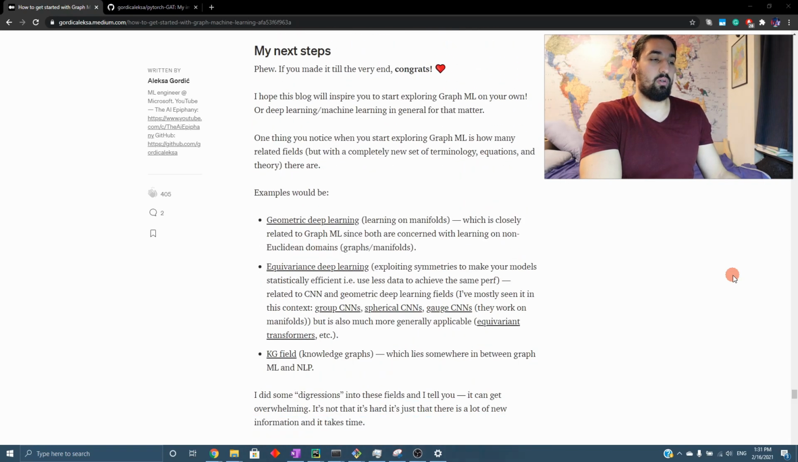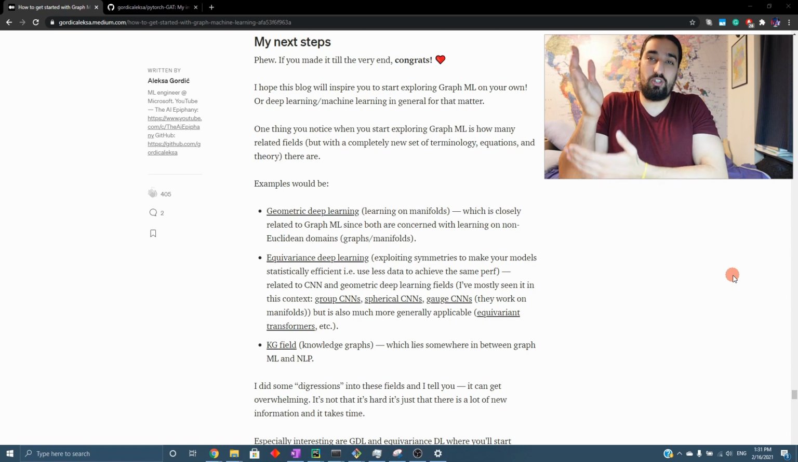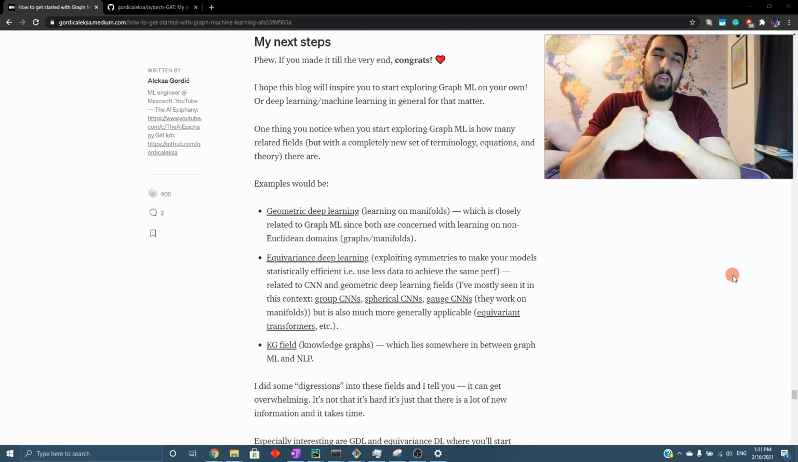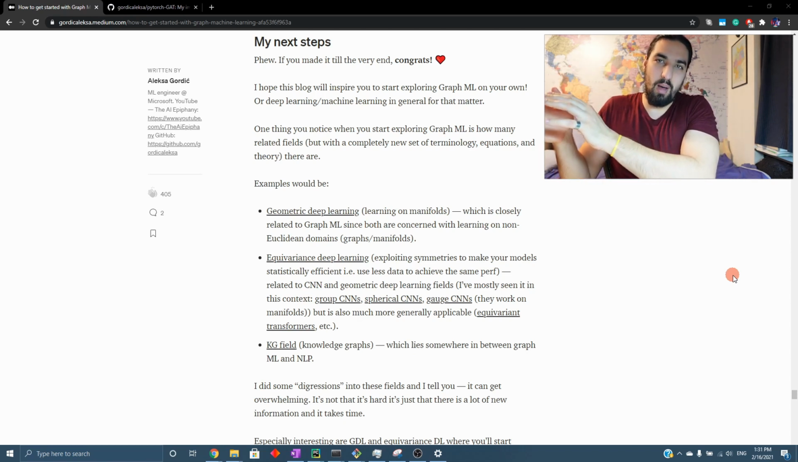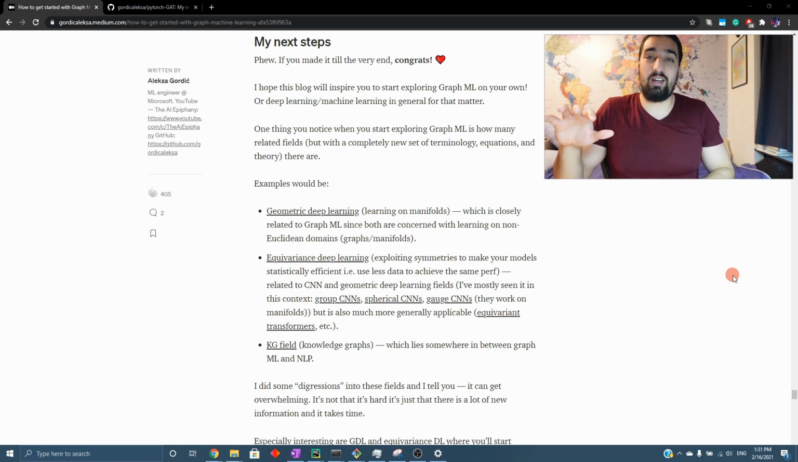Maybe a short note on some other detours you could be making. I already mentioned geometric deep learning, so in a way it's a separate research topic. Be aware, don't make a mistake and start reading those papers, because they are pretty much independent, orthogonal to the GraphML papers.